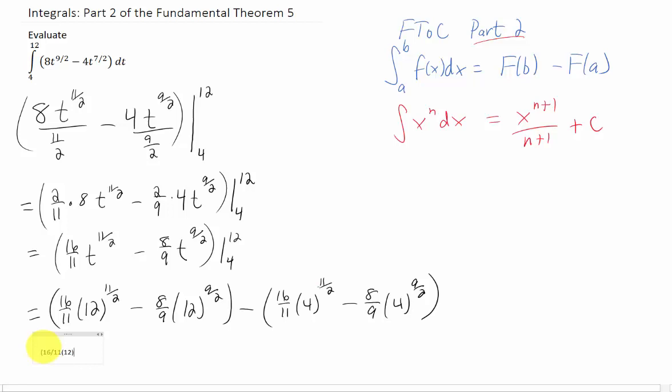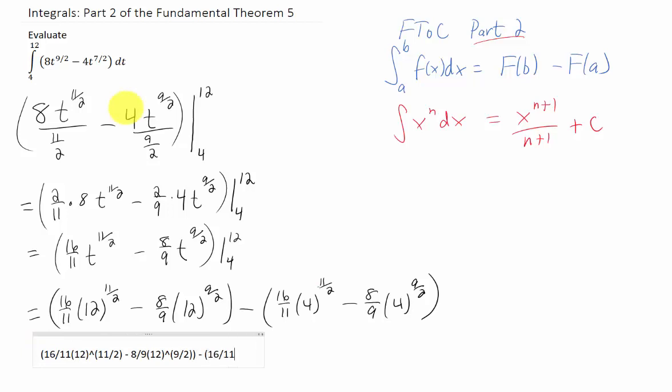Now 12, we're going to raise that to a fractional power. And when we raise something to a power that's a fraction, we need to put that fraction in parentheses. Then we're going to take 8/9 and multiply that by 12 to the 9 halves power. So that power has to be in parentheses as well. And then we'll close off that term. Let me make this a bit bigger for you. So that's our first term.